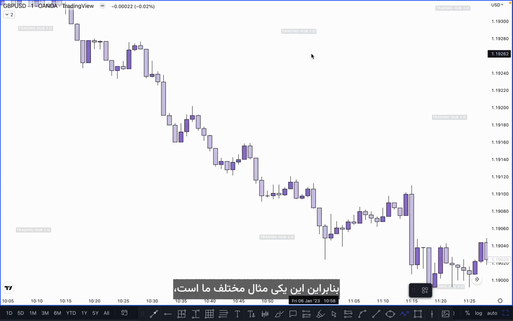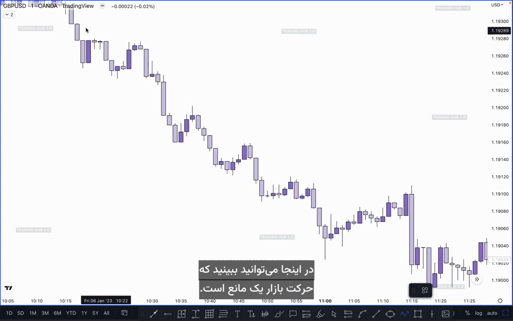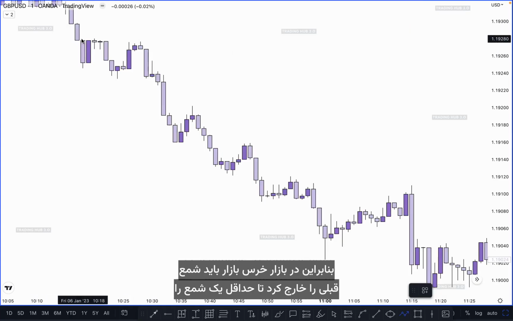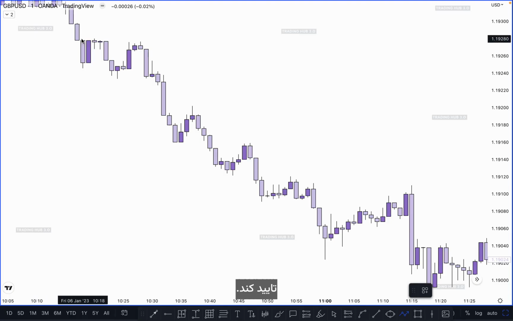So this one is our bearish example. You can see here market momentum is bearish. In a bearish market, the market must take out the previous candle high, at least one candle, to confirm a valid pullback.